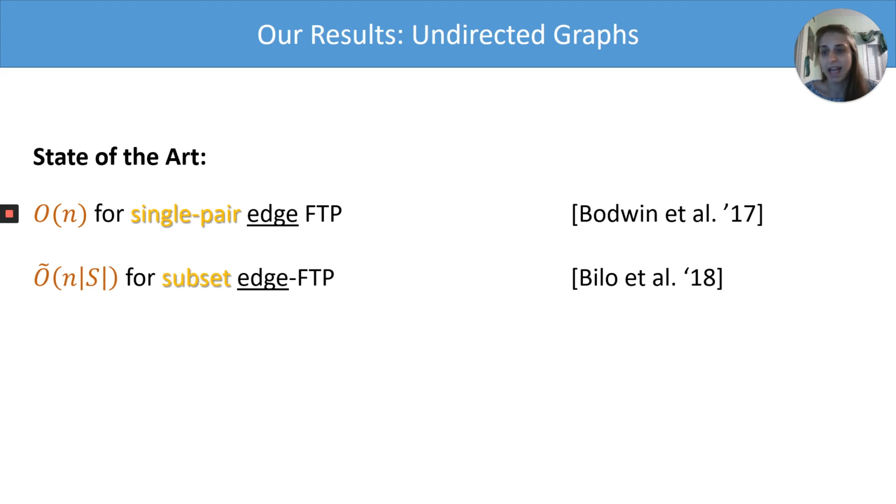Okay, so next, a result by Bilò et al. is O tilde of n times the square root of the size of S for subset edge fault-tolerant preservers. And this means that we have a set S, just like we showed before, and we want to preserve the distances between this set following a failure of an edge. So current literature reflects a world in which vertex faults are harder to analyze than edge faults. And many other questions in this area are closed for edge fault tolerance, but open for vertex faults.